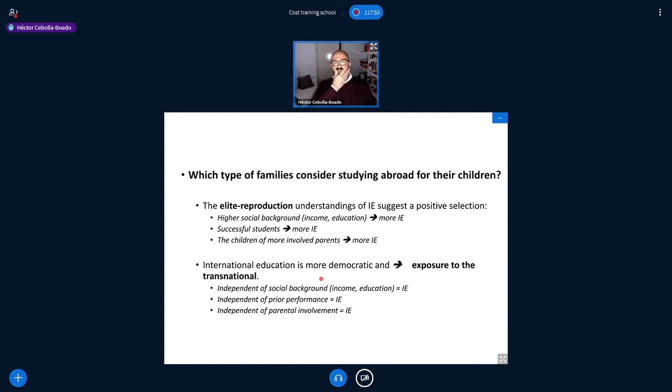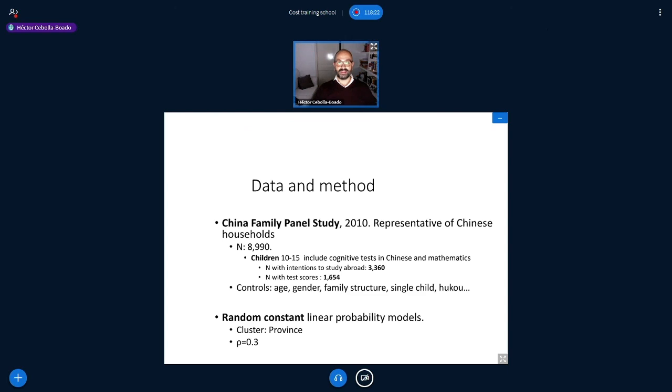So there are different arguments, no? Some people think only the elite goes abroad to study, but there's another increasingly important view that says, listen, in this global world, it's not only the elite that goes abroad for education. Being global is increasingly democratic. More and more people are starting to move around, including moving around for education, regardless of their elite status.